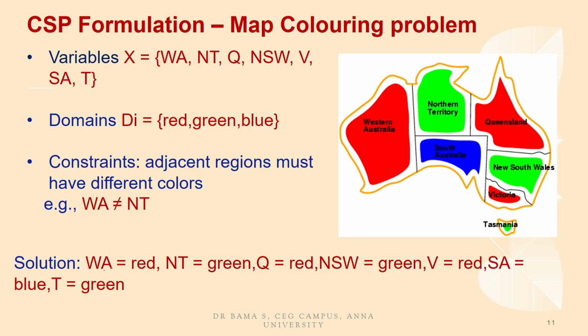Okay. Before we move on to the second example, one solution is this, having these colors. A solution for a CSP is, for each variable that we have described, to assign a value from the domain to that variable. For example, for WA assign red, for NT assign green, for Queensland assign red. So, this is actually the solution to the CSP.